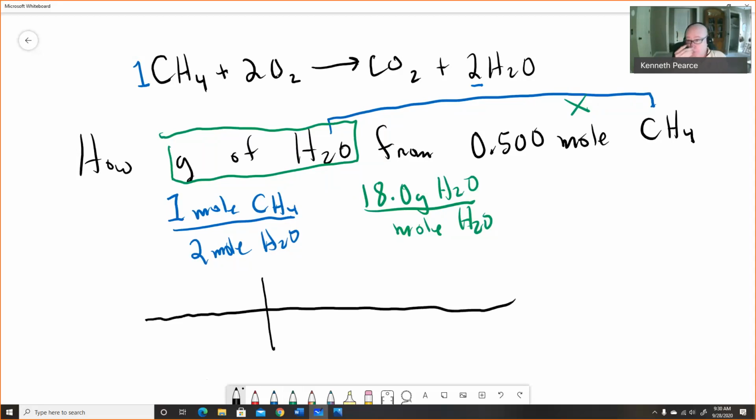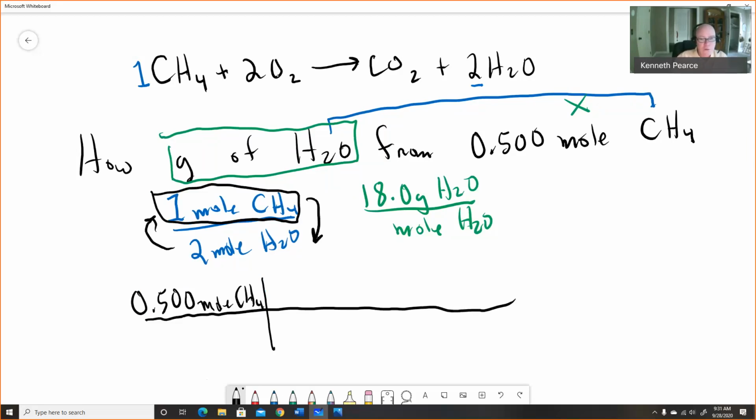And so once again, we're going to start with our measured number, and that's 0.500 mole CH4, otherwise known as methane. And now I'm looking for mole CH4. Where do I see it? Right here. And so I'm going to have to flip this over because I don't see mole CH4 anywhere else. And so we say 2 mole H2O for every 1 mole CH4. And we put a check mark through it so we don't reuse it.